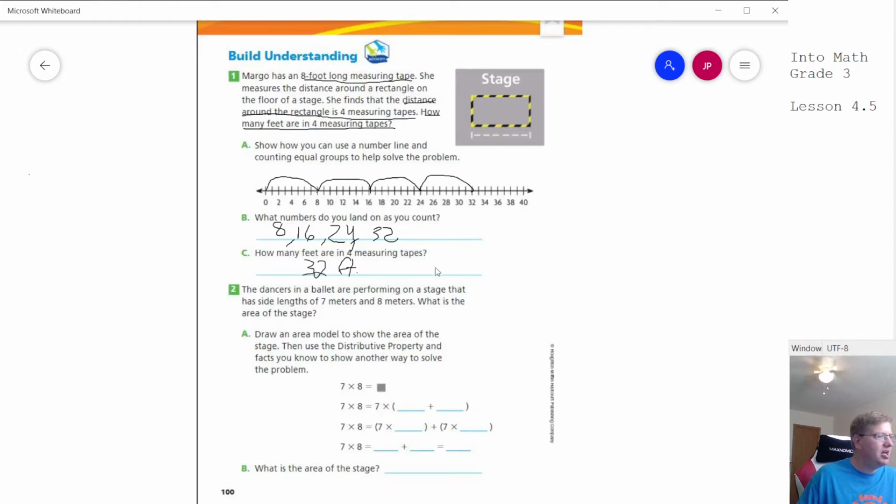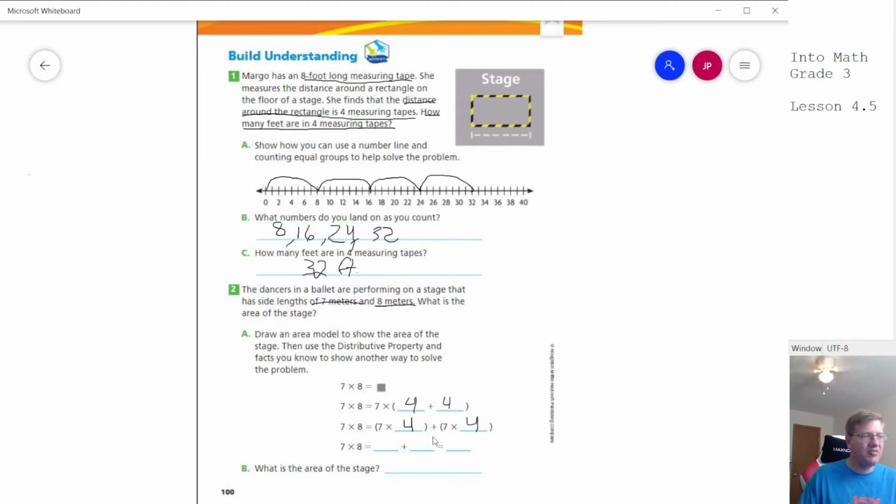Our next one, we are going to be working with 7 meters and 8 meters, and we need to know the area of the stage. We get that by multiplying our numbers. So we are going to use a doubling strategy. We're going to use the distributive property and break this apart into 7 times 4 plus 7 times 4. Now last week when we were working on this, and we were working with 4s or 6s, we would actually cut it down even smaller than that.